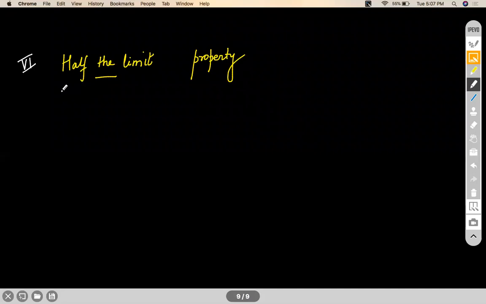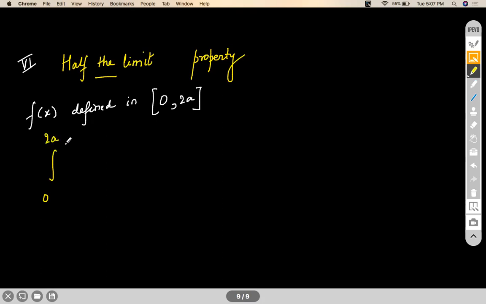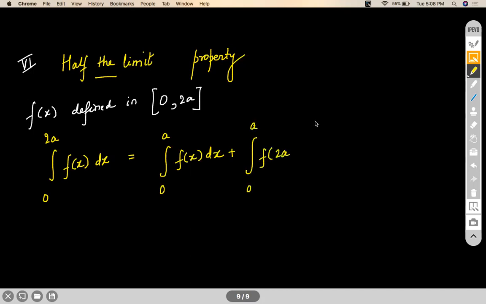This property says if f of x is a function defined from 0 to 2a, then the integral of f of x from 0 to 2a is given by the integral of f of x from 0 to a plus the integral of f of 2a minus x dx from 0 to a.